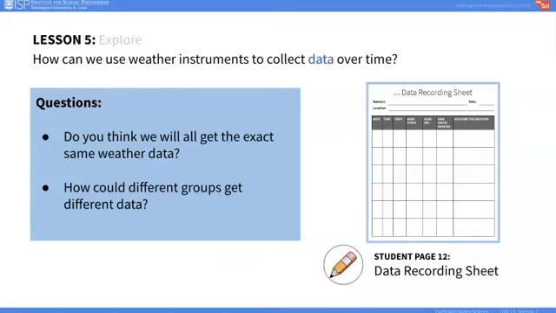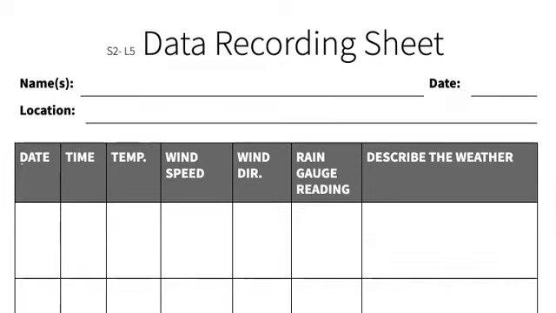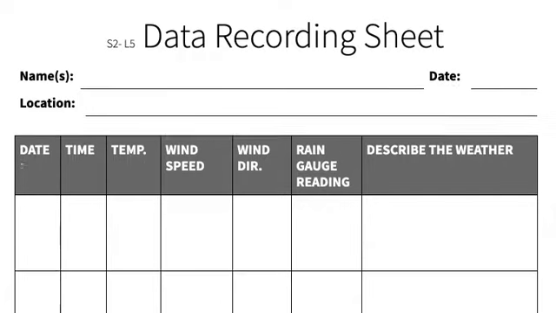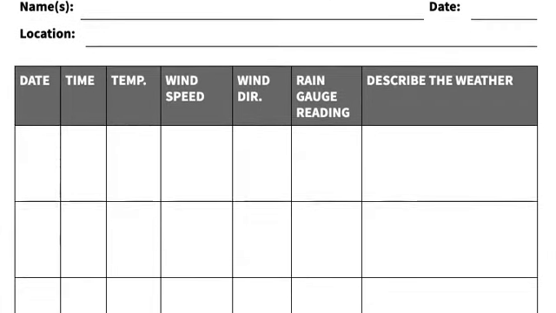In the Explore portion of this lesson, students will be placed in student groups in order to collect weather data over time using their weather tools. Each group will collect data in a different location and record it on the data recording sheet in their student journal. It is important that each group collects their data in the same location at the same time each day.